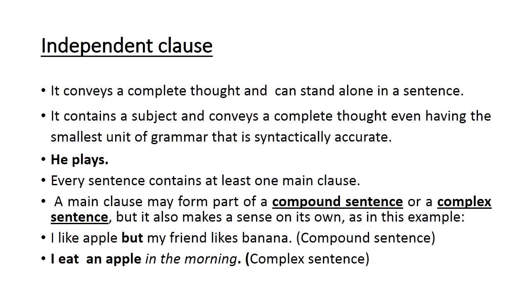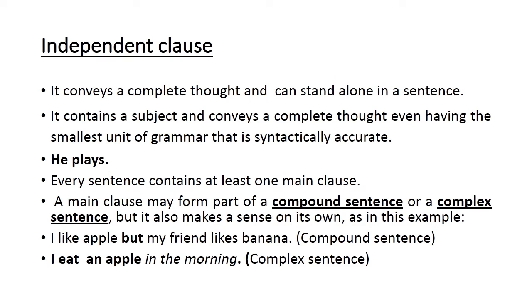An independent clause conveys a complete thought and it can stand alone in a sentence. It contains a subject and conveys a complete thought, even having the smallest unit of grammar that is syntactically accurate. You can see this example: He plays. He plays. You can see that this is the shortest sentence, right? There is only one verb and one subject, he plays, but still this sentence is conveying a complete sense.